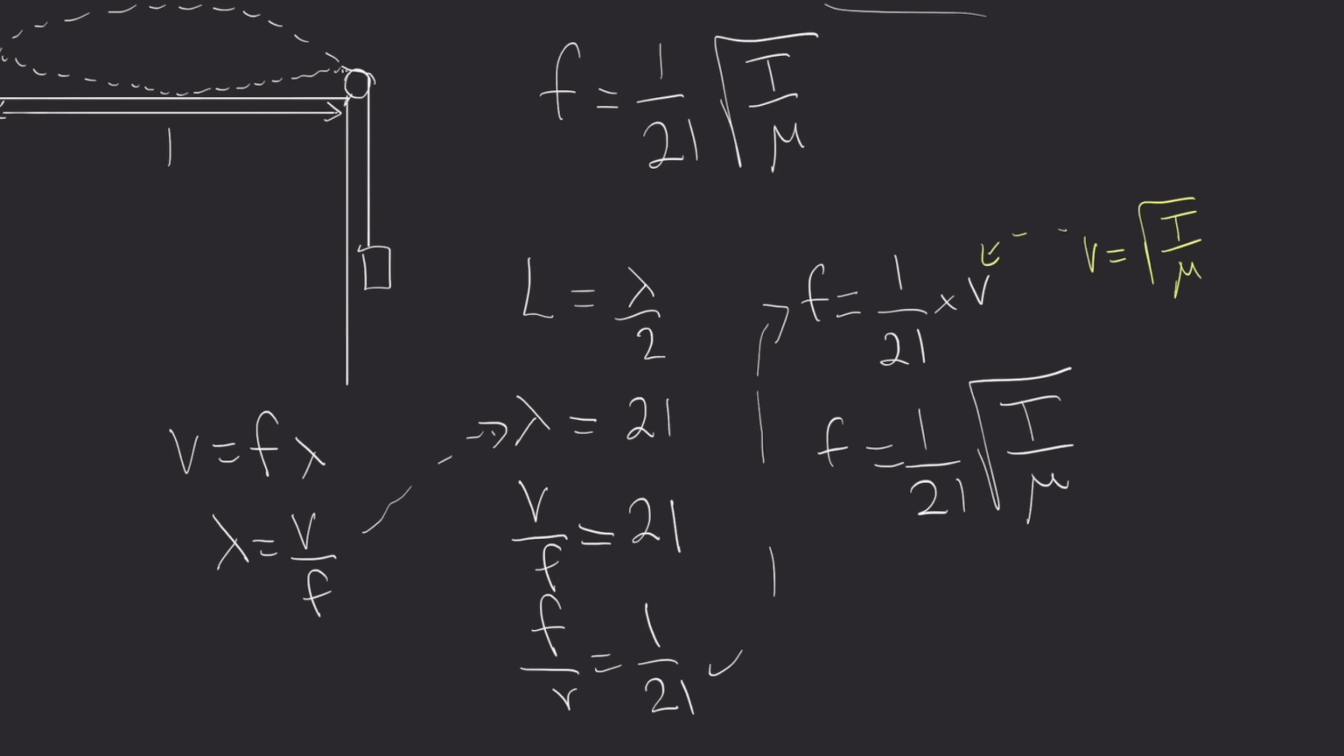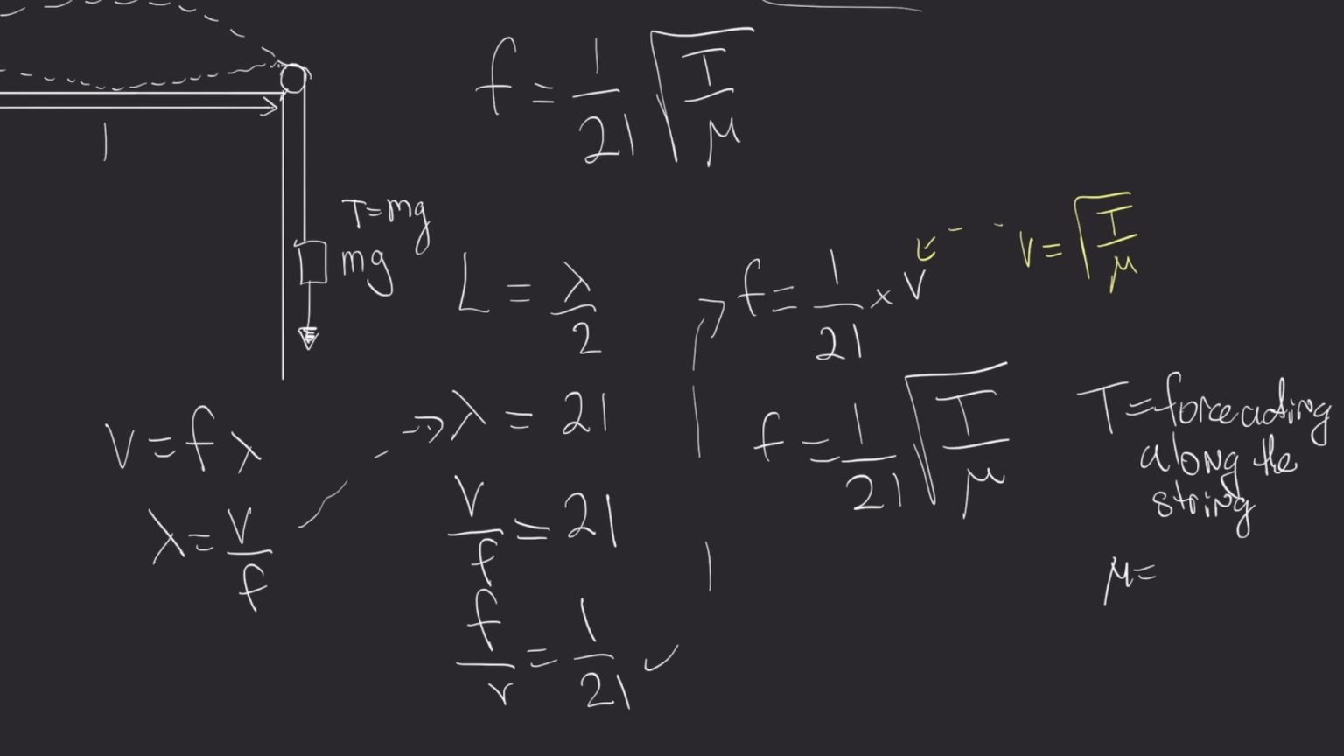Now, what do all of those symbols actually mean? So the tension is essentially the force which is acting on this piece of string. So let's say if we had a mass here M, then the tension will simply be equal to mg. Mu here is the mass per unit length, and the equation for that will just be equal to the mass of the string divided by the total length of the actual string.